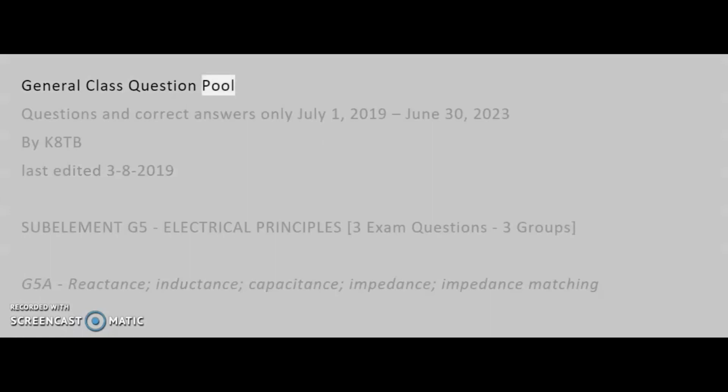General Class Question Pool. Questions and correct answers only, July 1, 2019 to June 30, 2023. By KATB. Last edited March 8, 2019. Subelement G5 Electrical Principles, 3 exam questions, 3 groups. G5A Reactance, Inductance, Capacitance, Impedance, Impedance Matching.